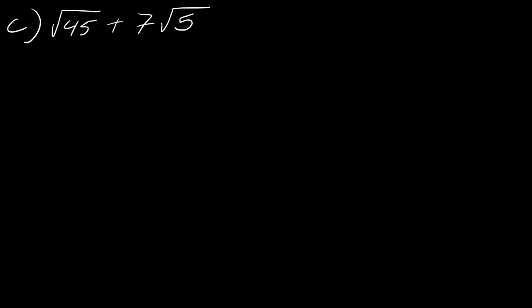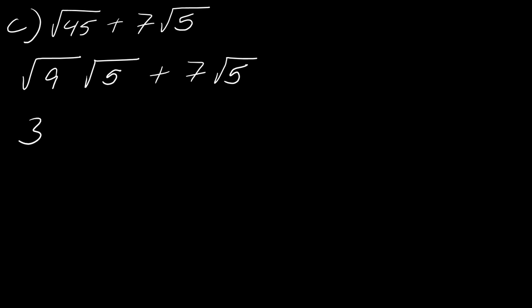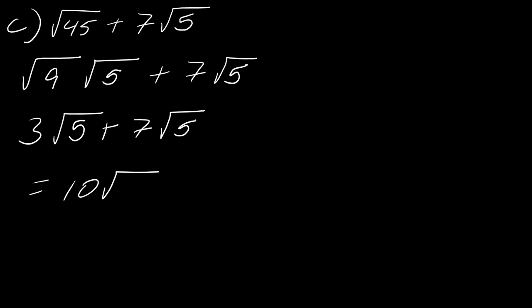All right, onwards. So now I've got the square root of 45 plus 7 times the square root of 5. In this case, it's the square root of 45 that I can break down. So I can break this down into the square root of 9 times the square root of 5. And then, of course, I can take the square root of 9. So this will be 3 times the square root of 5 plus 7 times the square root of 5. And so this will equal 10 times the square root of 5.